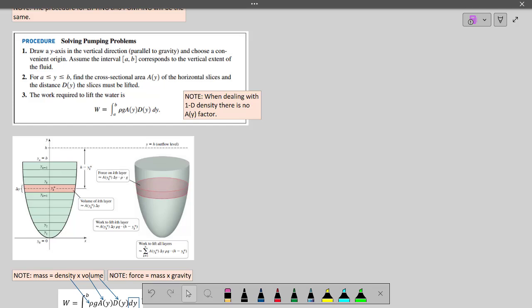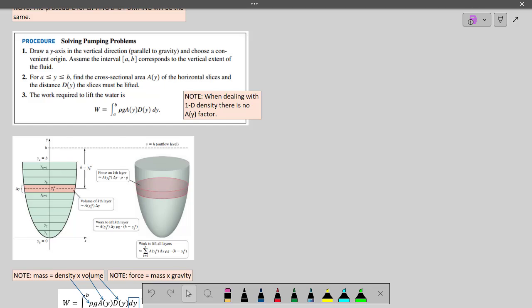So they talk about this rho, that's density. Density of whatever fluid is being pumped or drained. G is gravity, so that's acceleration due to gravity, 9.8 if we're dealing with the metric system. A of y is the cross-sectional area. So if we're dealing with this cylindrical, this parabolic tank, each cross-section is a circle. So that area would be pi r squared. That d there is the distance traveled by your cross-section of whatever the fluid is.